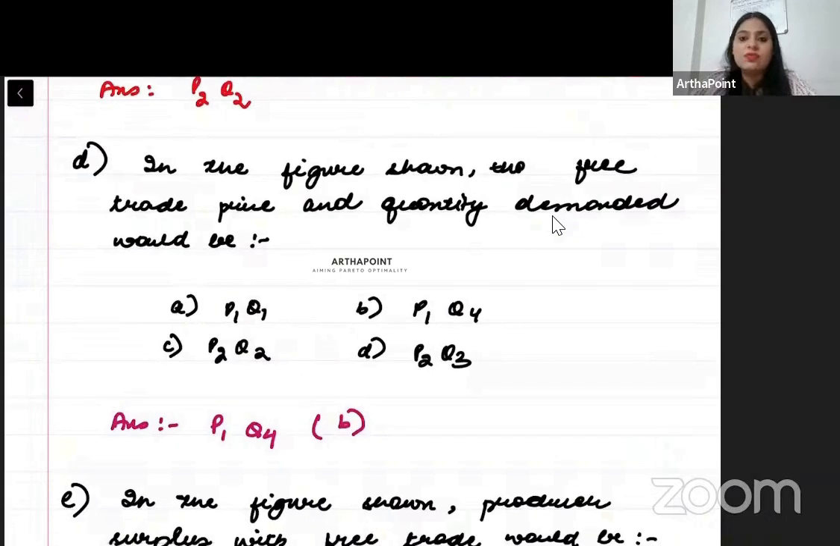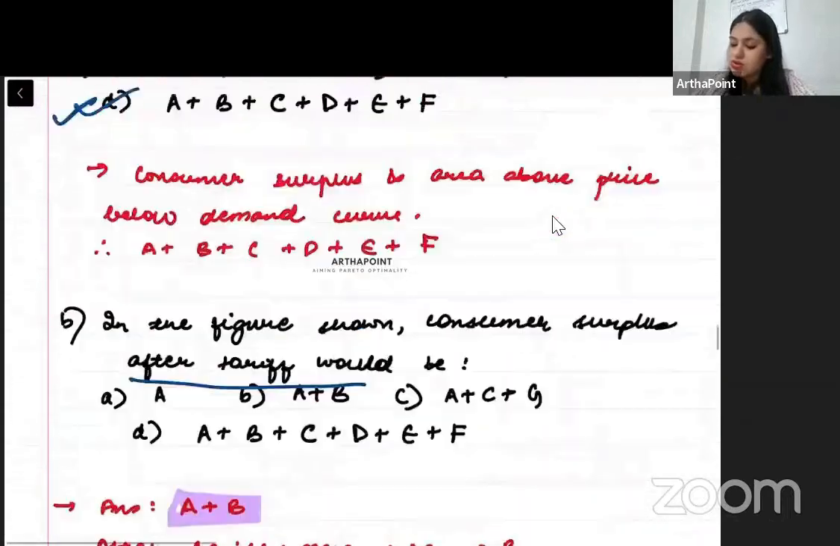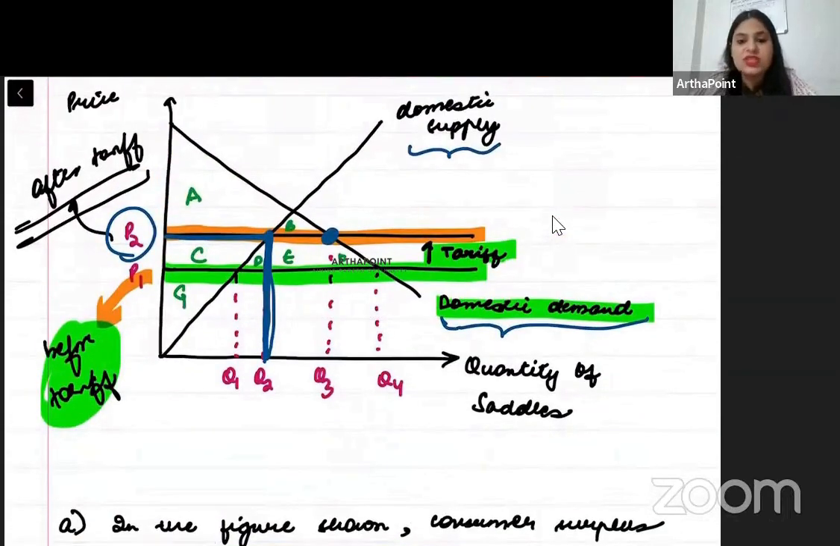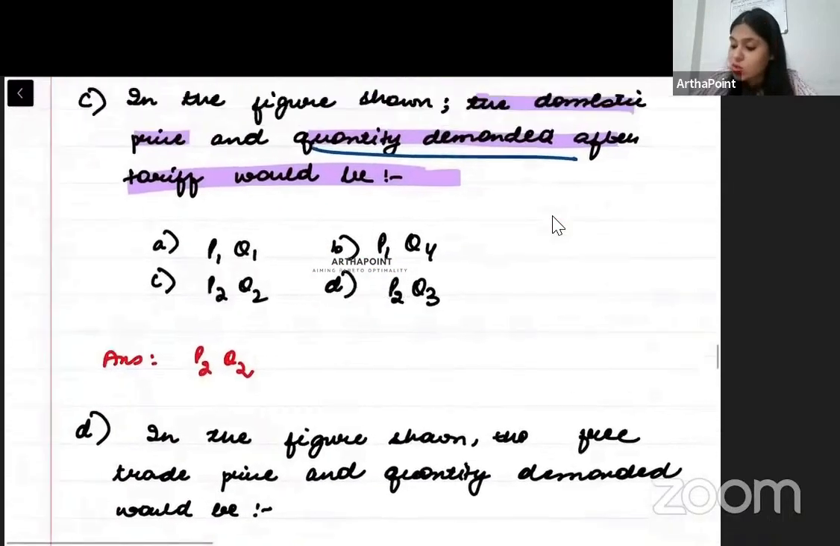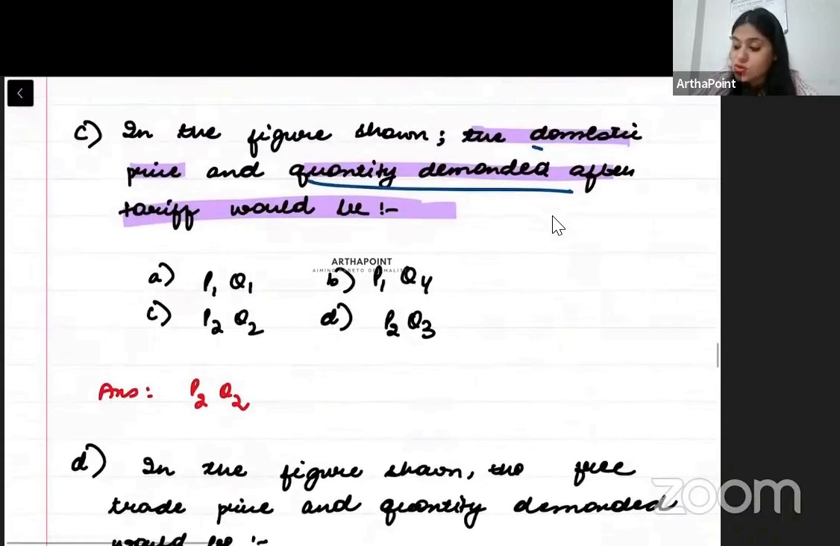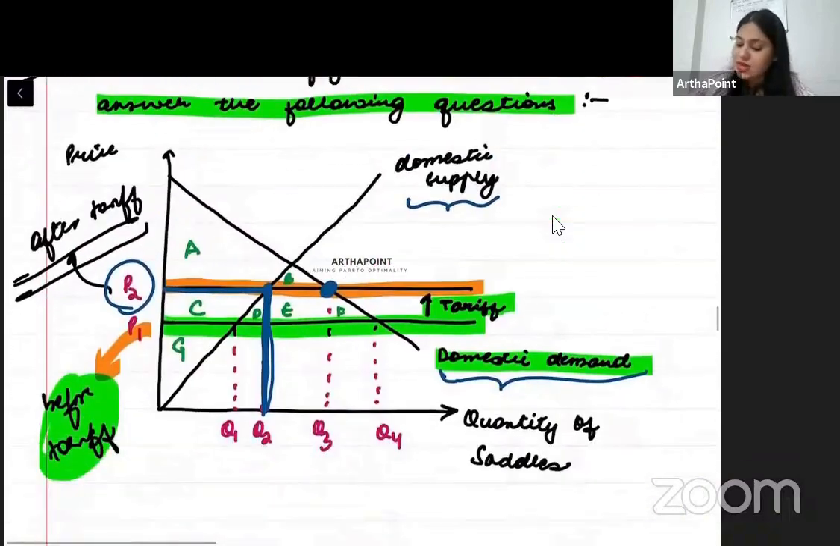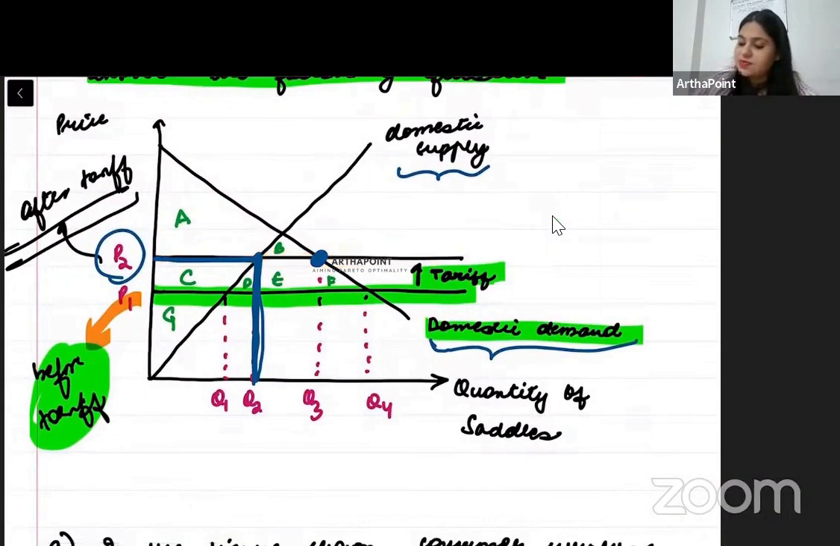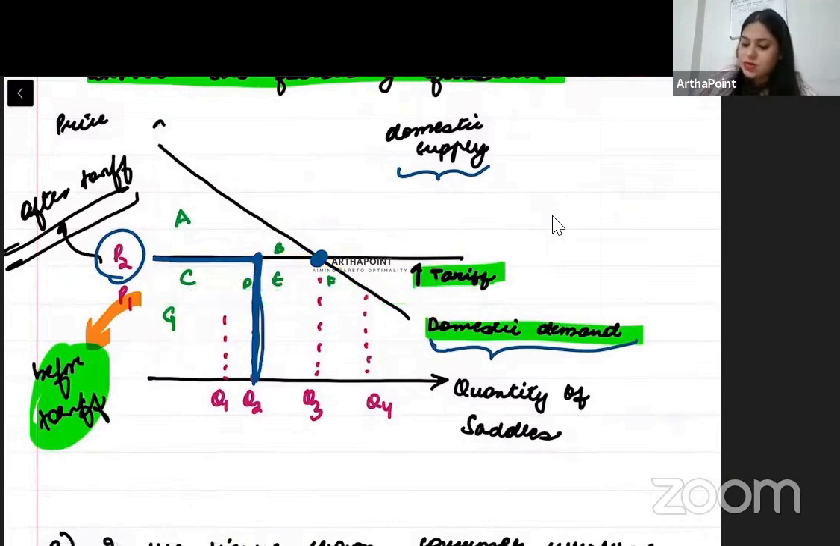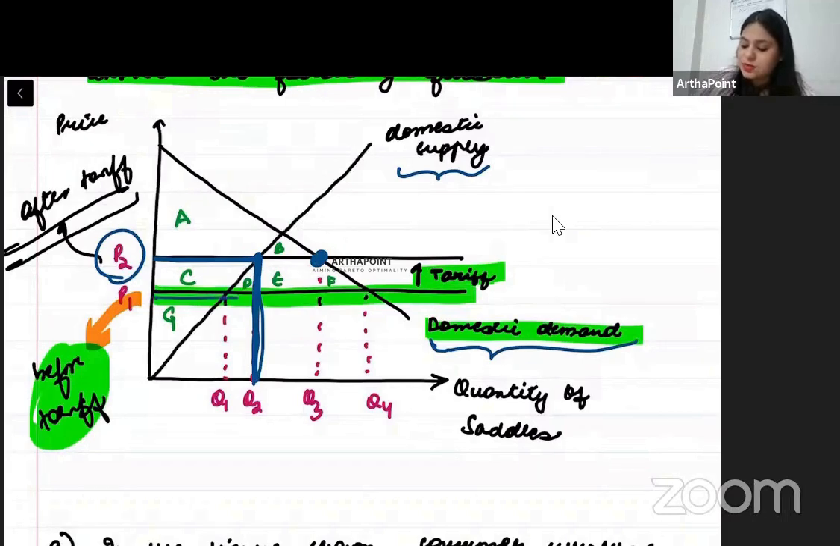Now it says, in the figure shown, the free trade price and quantity demanded would be. So now just come back. It is asking about free trade, which means when there was no tariff involved. This does not use the word domestic, so you have to be very careful. The earlier question used the word domestic. This is using the words free trade, price and quantity demanded. So when I talk about free trade, this part is the free trade diagram.